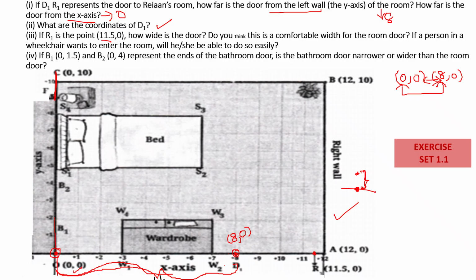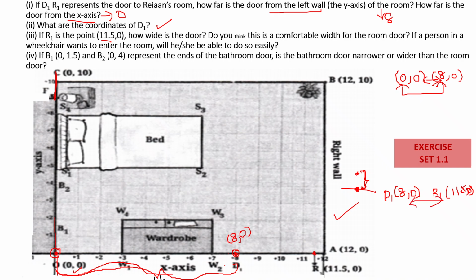So how can we calculate? So D1 R1 is the door, right? I will write D1 R1. So what is the D1 coordinate? It is 8 comma 0. What is the R1 coordinate? It is 11.5 comma 0. So what is the distance between these two? This is what our question is. So how can we find?